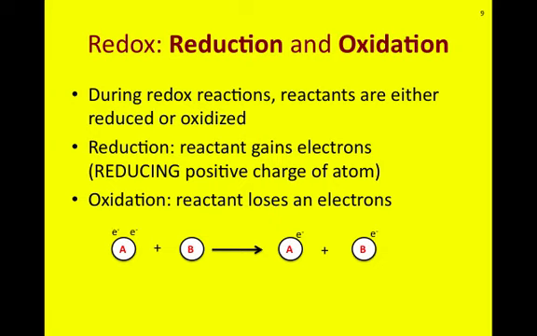Reduction takes place when a reactant gains electrons. This is reducing the positive charge of an atom, and that's why this term is called reduction. So let's just focus on that for one minute. Reduction: gaining electrons, reducing positive charge. Oxidation is the converse. This is where a reactant will lose electrons. So oxidation is gaining positive charge, and so we say they are being oxidized.